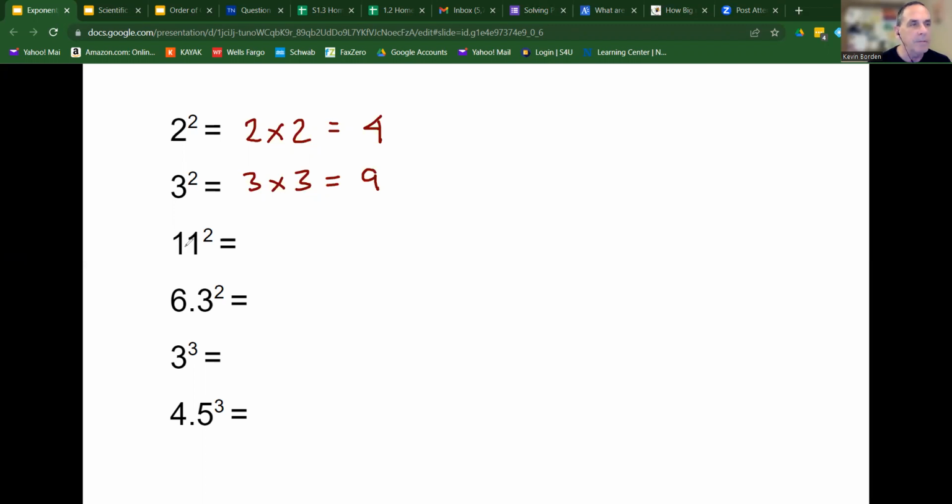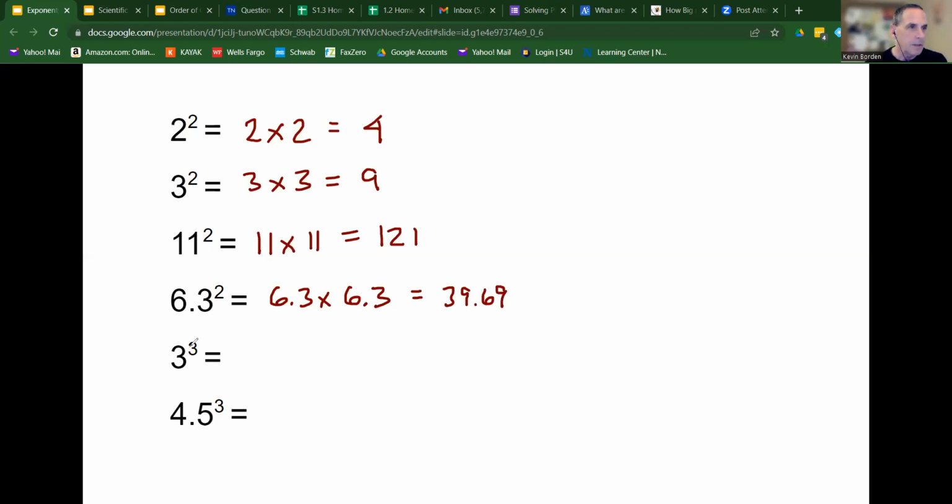11 squared, that means 11 times 11. This might be one you'd want to use your calculator for. 11 times 11, or 11 squared, is 121. All right, now we get into some decimals. This is something you definitely want to use your calculator for. Just as a reminder, this means 6.3 times 6.3. That gives us an answer of 39.69.